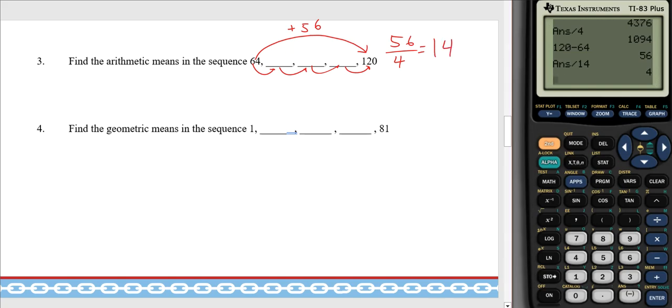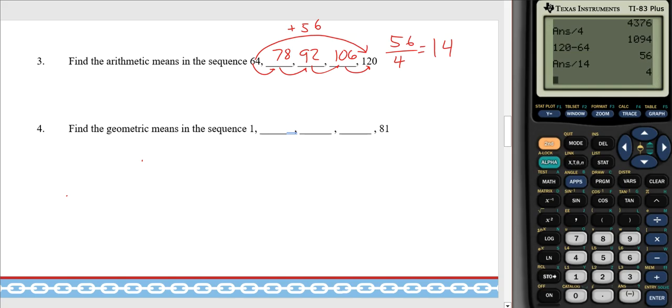I should have done 56 divided by 4, not 56 divided by 14, but it confirms my thinking there. And then we're going to add 14 to the 64. So it would be 78, then 92, and then 106 to fill in those missing terms.